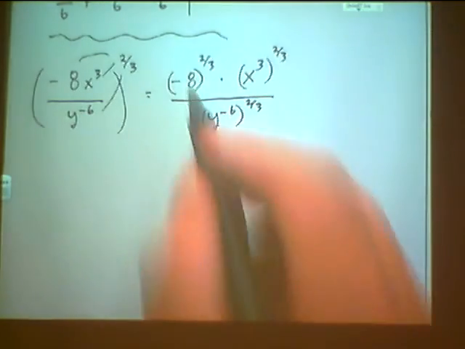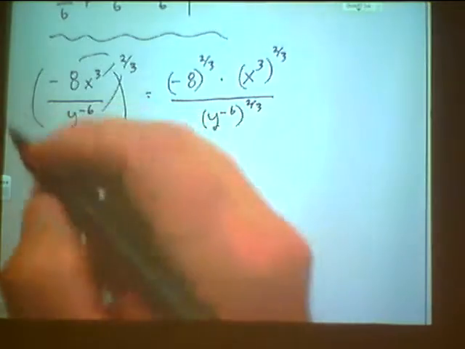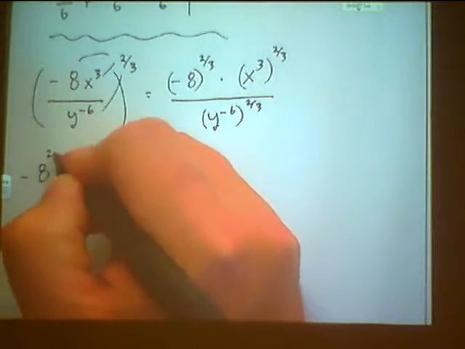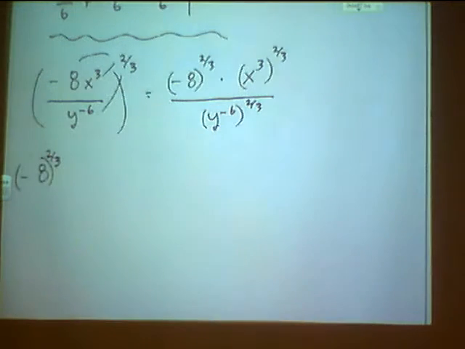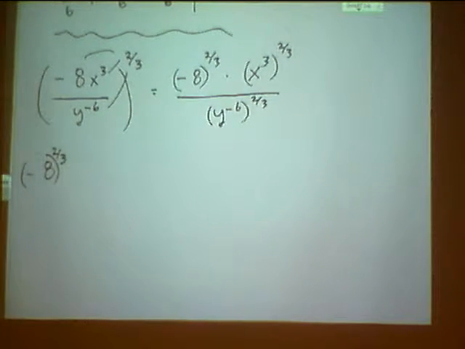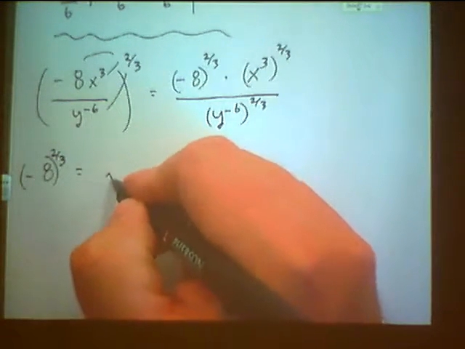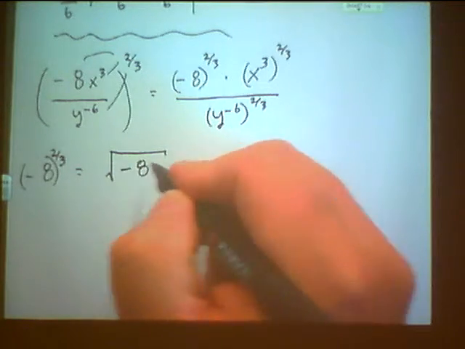All right, let's figure out what's going to happen now with this minus 8 raised to the 2/3 power. I'm going to once again convert this into a radical. And just to be clear, I need to put the parentheses in here. I would convert this into a radical, and then we can figure out what number it equals. So minus 8 goes under the radical.